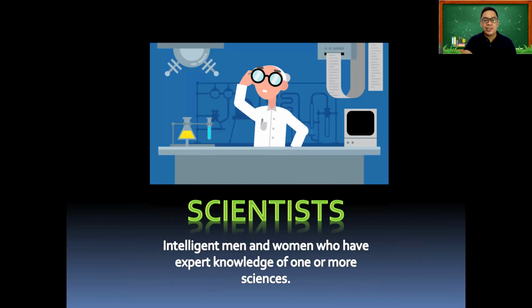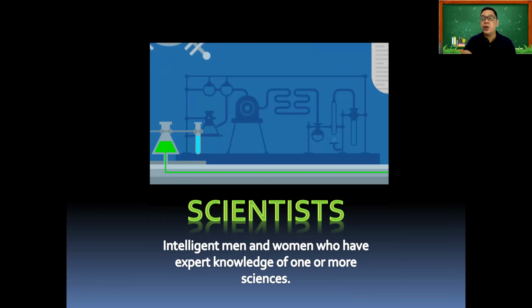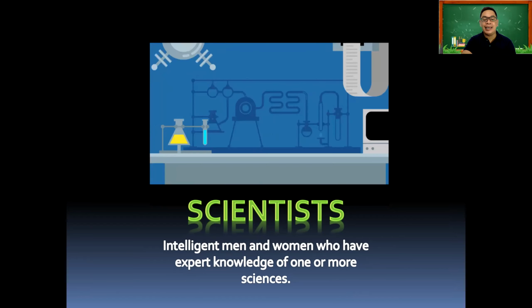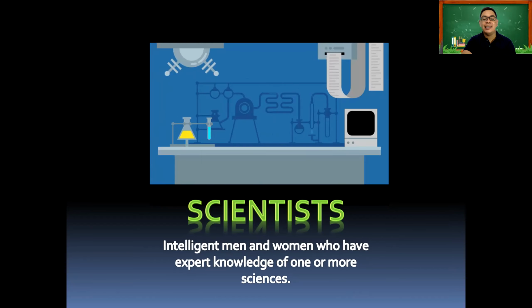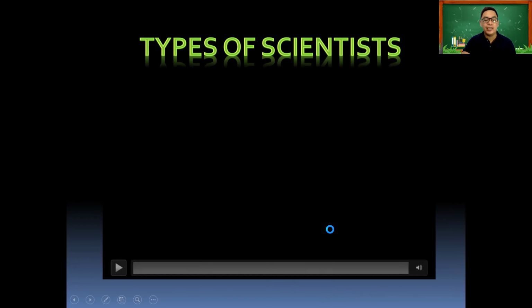So this is a scientist. Intelligent men and women who have expert knowledge of one or more sciences. So they are what we call scientists. Again, scientists are those intelligent men and women who have expert knowledge of one or more sciences. Now, these are the types of scientists, and let's watch this.